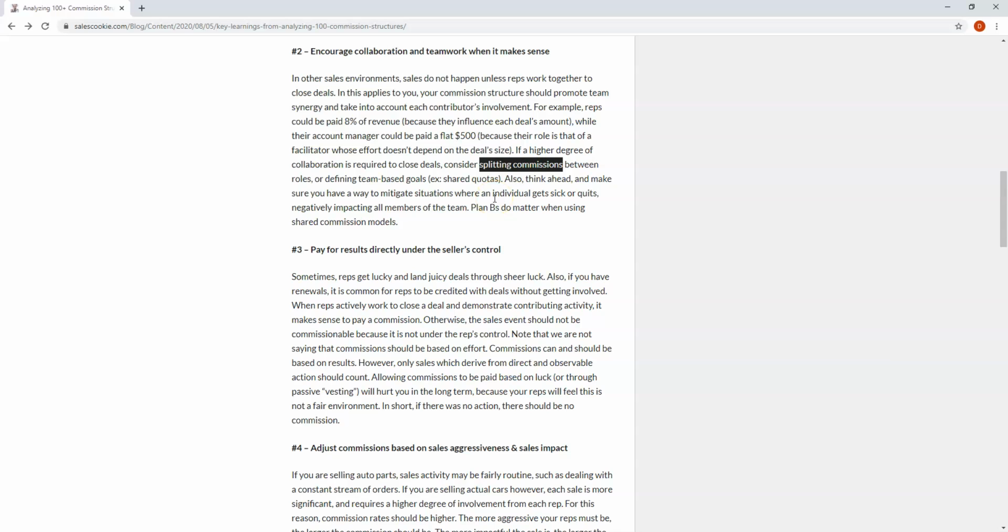Also, in a team-based environment or goal, you want to think about a plan B. What happens if one team member gets sick or quits? Because that's going to negatively impact the rest of the team.